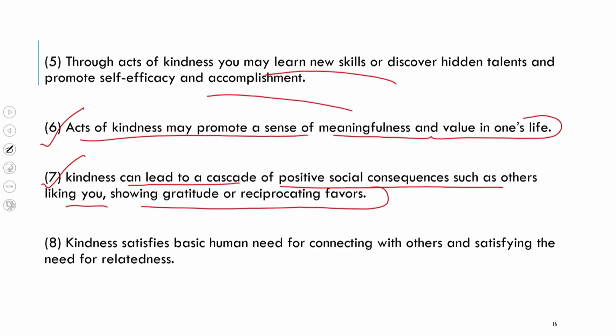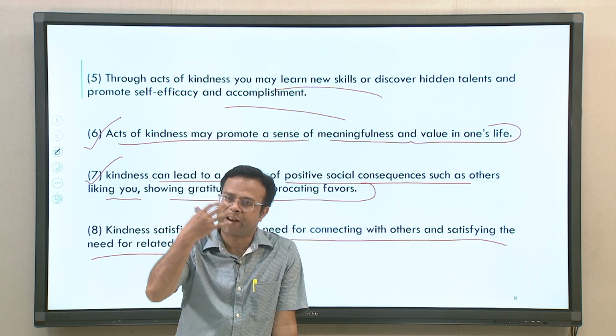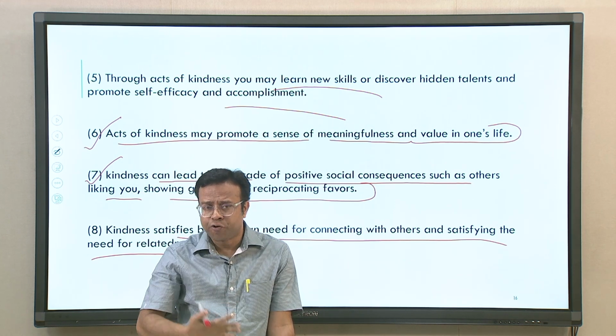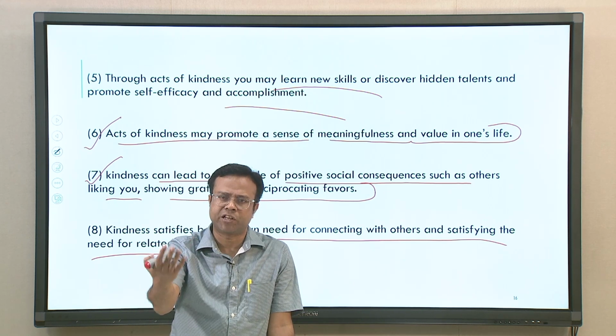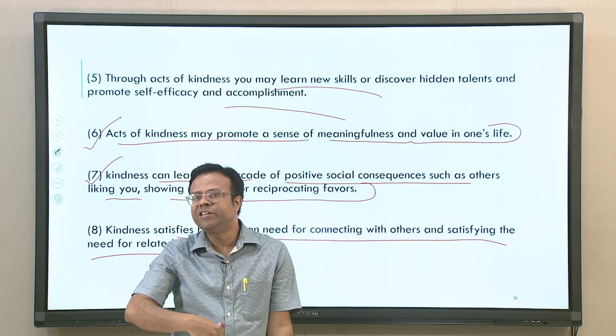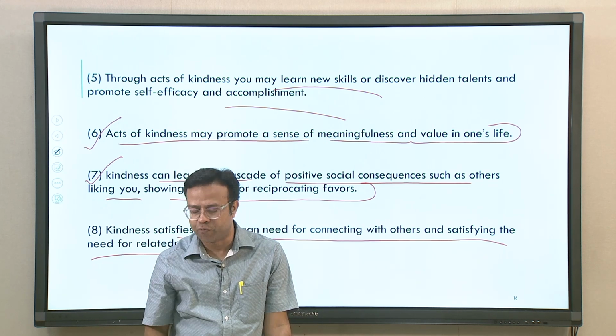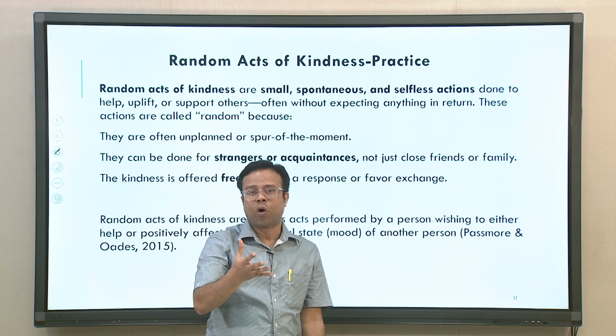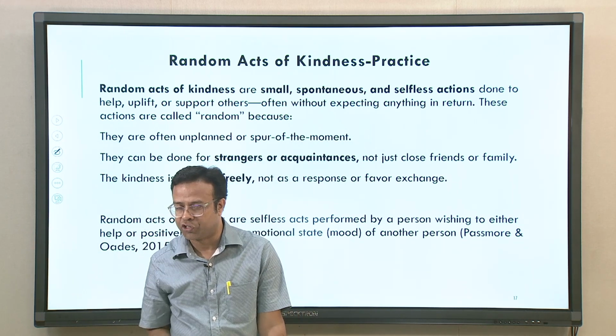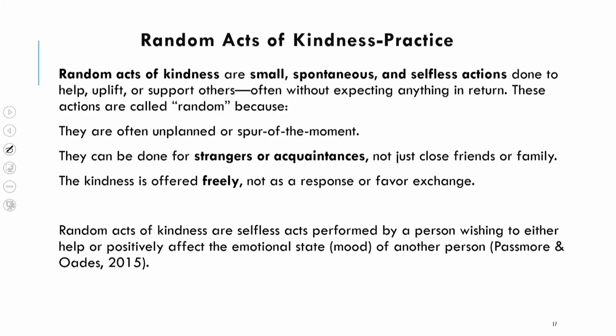Another, last possible mechanism is that kindness satisfies the basic human need for connecting with others, the need for relatedness. There is an inherent need within all human beings that we want to connect with other people. That need is called the need for relatedness, and when we engage in kind actions, we are connecting with other people in a very positive sense. So, that need is also satisfied, which also gives you satisfaction in one's life. So, these are some of the possible mechanisms which can explain why kind action actually leads to many positive psychological consequences. Now, let us look into something called random acts of kindness.